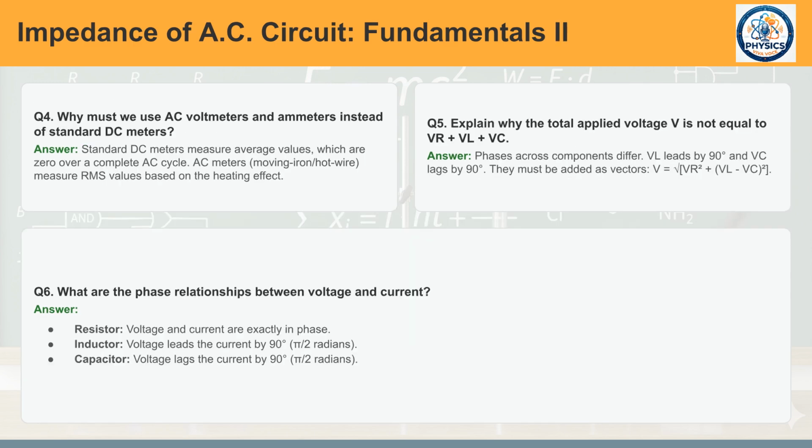We use AC meters because DC meters measure average values, which are zero over a full AC cycle. The total voltage is not the simple sum of individual voltages due to phase differences. For phase relationships, voltage and current are in phase in a resistor. Voltage leads current by 90 degrees in an inductor and lags by 90 degrees in a capacitor.